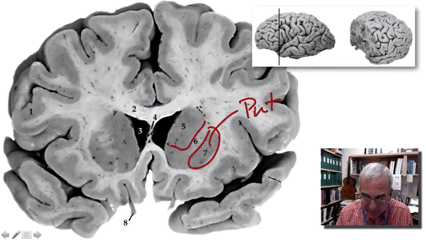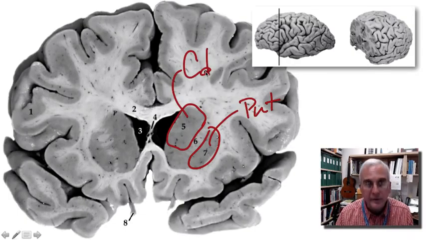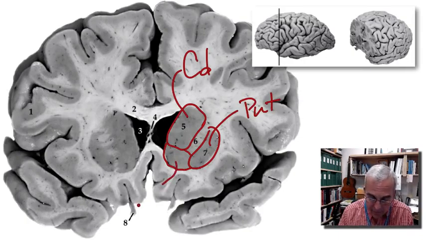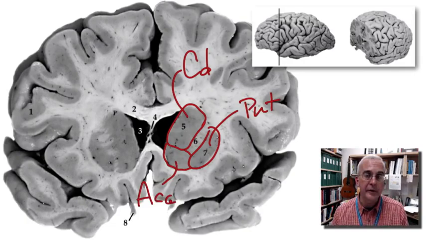On the medial aspect of the internal capsule and bulging into the lateral wall of the lateral ventricle, we have the caudate nucleus. And then where the caudate nucleus and the putamen join together, inferior to the anterior limb of the internal capsule, that's what we call the ventral striatum, or in this region, primarily we call this the nucleus accumbens.